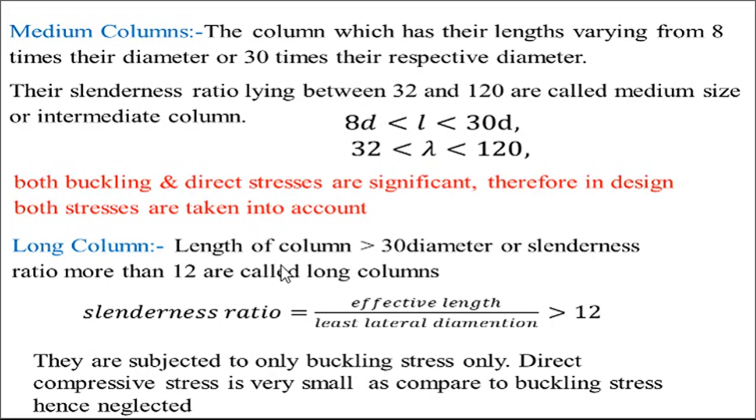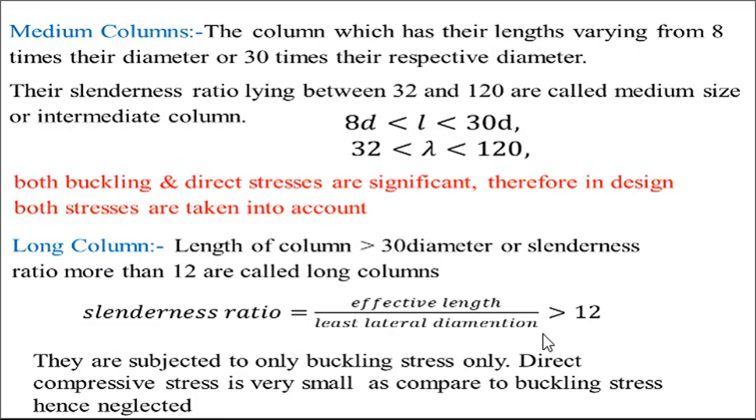Then long columns: the length of the column is greater than 30d, or 30 times the diameter, or the slenderness ratio is more than 120. If it is so as far as this dimension, then that column is called a long column. Or, when we talk about slenderness ratio, whose effective length to least lateral dimension is greater than 120.